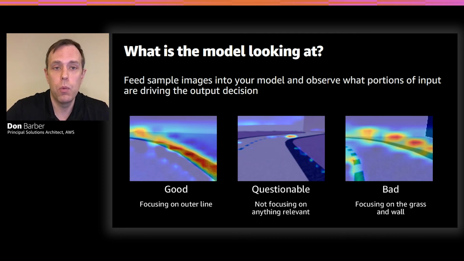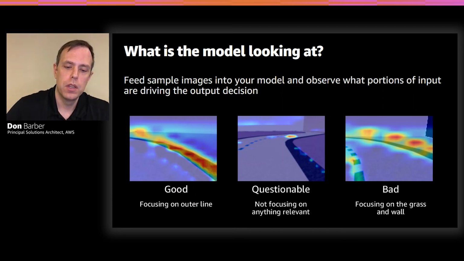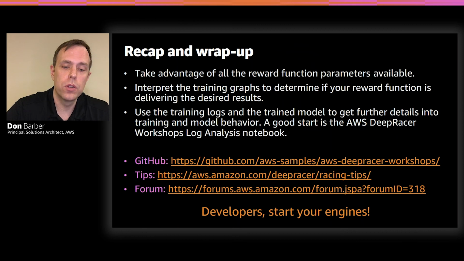So what I would do is basically either back up to an earlier version of this model or actually maybe train it on a different track to try to get it to unlearn this behavior. So definitely something to take a look at there. So hopefully now you've learned some new reward function techniques, seen how to interpret training graphs and dove into some of the additional insight available through log analysis.